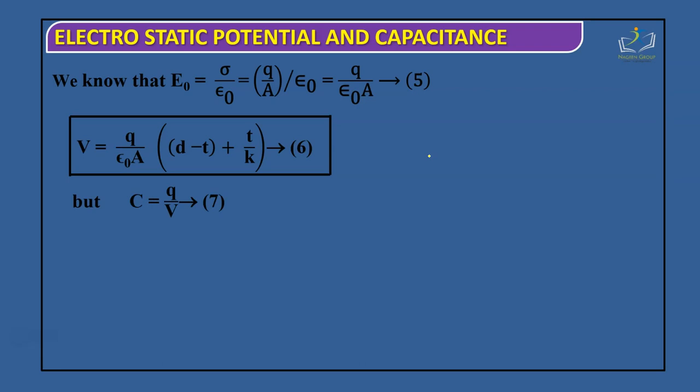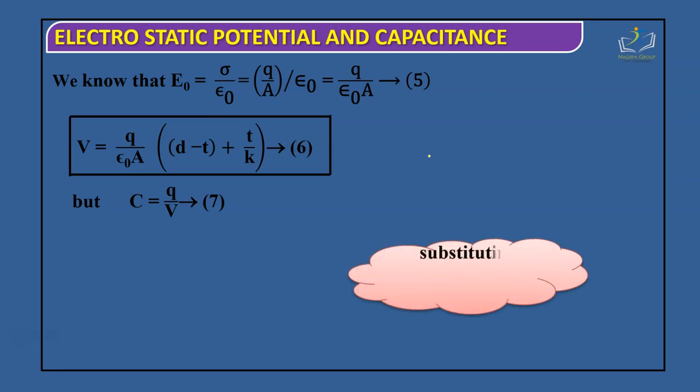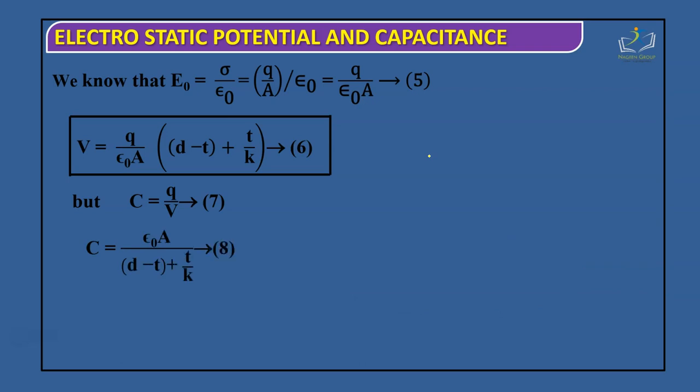Now we need to find the value of the capacitance. We know C equals Q by V. We put the value of equation 6 in this equation, that is, we substitute equation 6 in equation 7. We get the capacitance as epsilon naught A divided by (D minus T plus T by K). Taking D common, we get epsilon naught A divided by D, times 1 over (1 minus T by D plus T divided by DK).